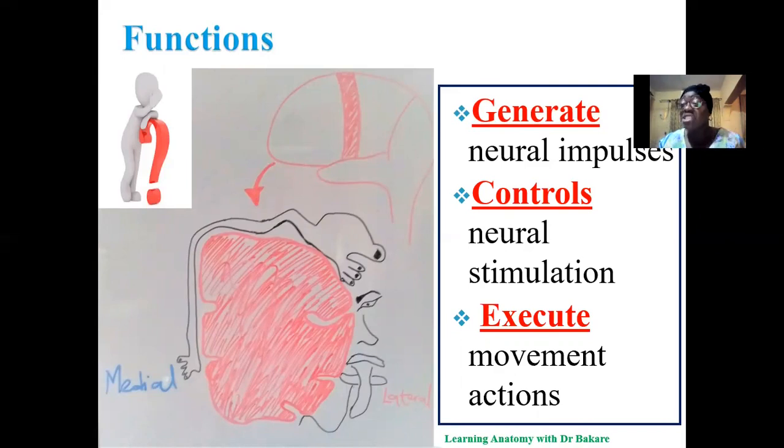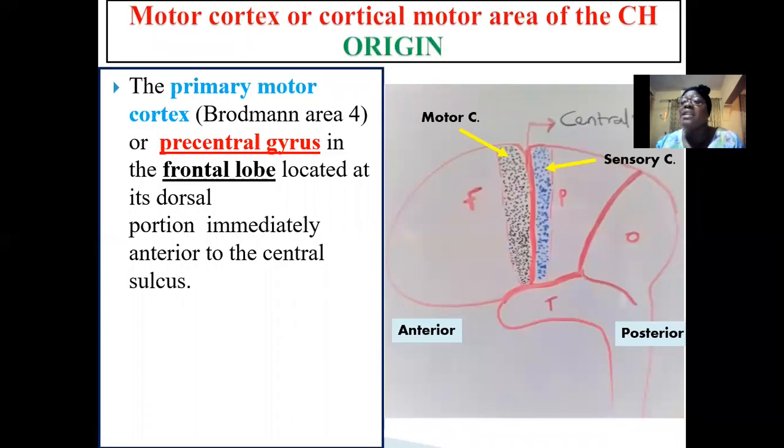We're able to project different facial expressions through the motor activities that are executed by the muscles of facial expression. We're also able to control the temporomandibular joint, maybe during the process of chewing, through the action that is executed by the muscles of mastication. We have the motor cortex that is also referred to as the cortical motor area of the cerebral hemisphere. And this is where the origin of the motor pathway begins.